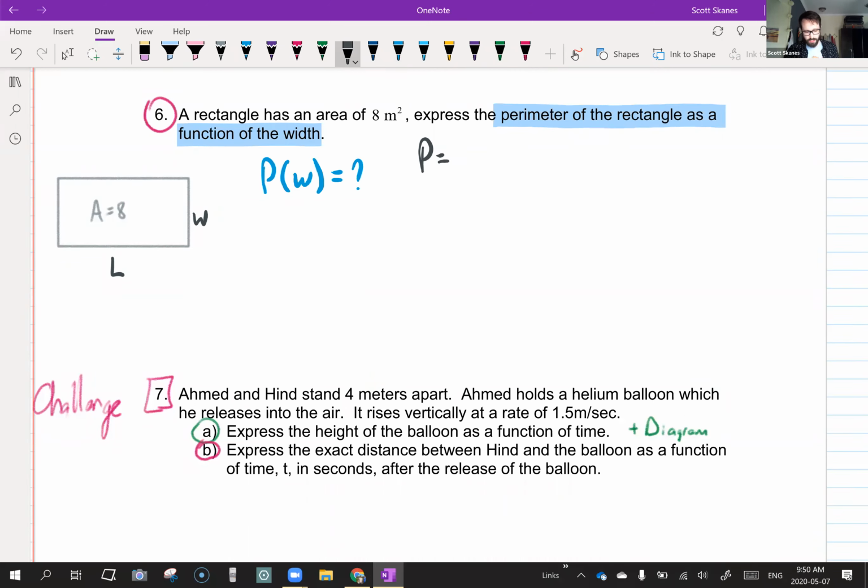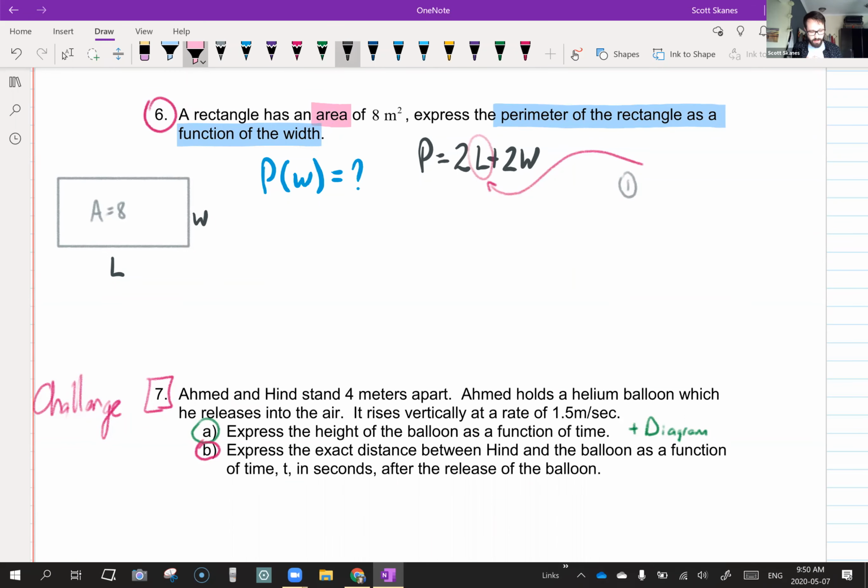Perimeter is, we talked about this before, 2L plus 2W. 2 length plus 2 width. I need to replace, which one? Well, I need to replace L because I don't want it as a function of length and width. I want it as a function of width only. So use a secondary equation. What's our secondary equation going to be? Anyone? It's telling us right here I have area to work with.